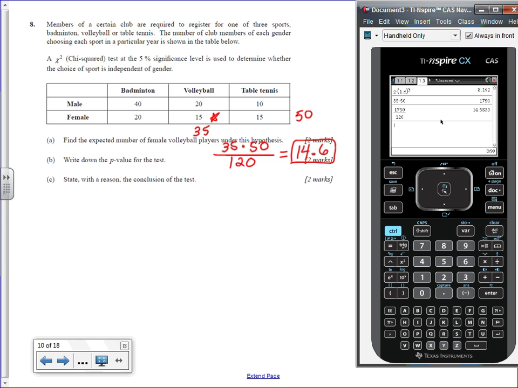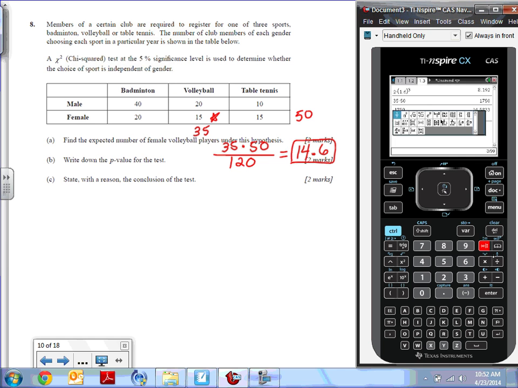The p-value for this test we're only going to be able to get from the calculator. So on whichever calculator you're using, you want to do a matrix. So I'm going to go ahead and add a matrix in here so that my calculator can help me find a p-value. I have 2 rows. I have 3 columns. I'll type in the data as it stands for the table right on the test. So 40, 20, 10, then 20, 15, 15. I'm going to store this matrix, call it A.